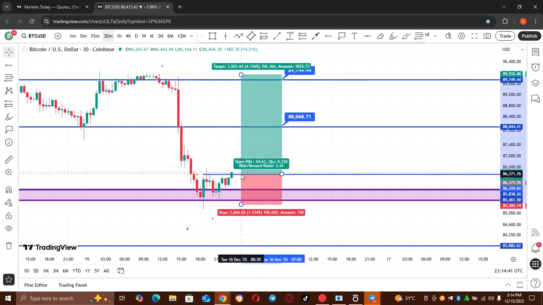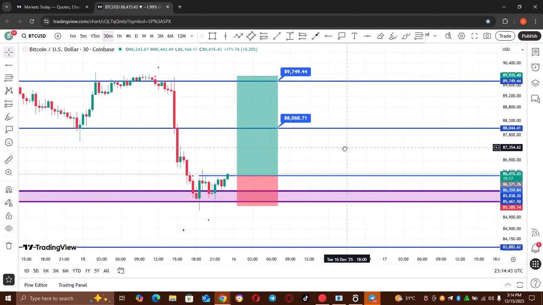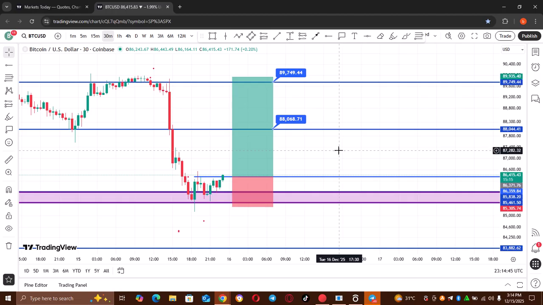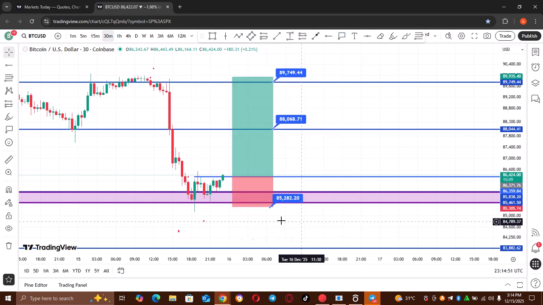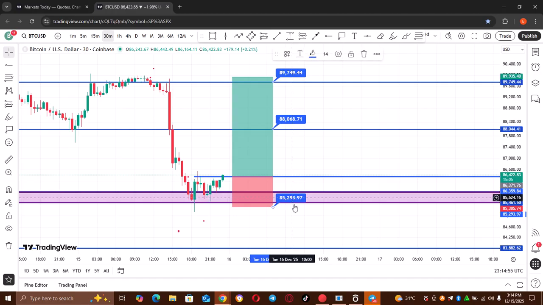It's making sense. Are you fired up? So this is what we have on BTC. Your stop loss below the zone, shouldn't be too close to the zone.